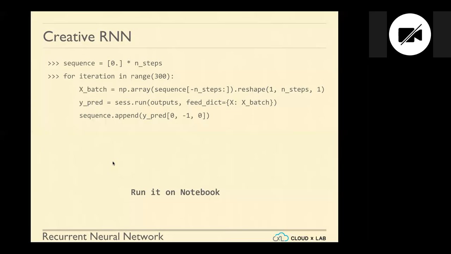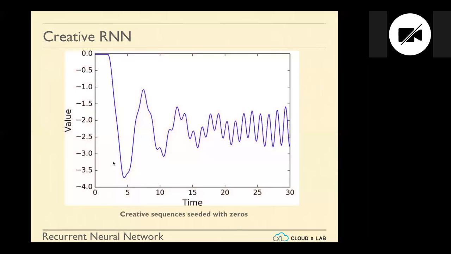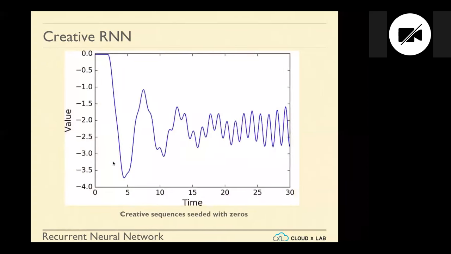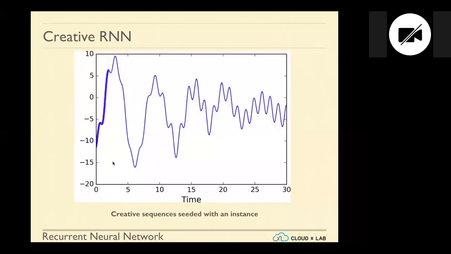Great. Moving ahead. So the creative RNN would create this kind of pattern. This one is without seeding, without putting any seed sequence. This one is where we just feed zeros as the seed sequence. This is that outcome. This one is the outcome when we put the actual instance there. But after a while, it also becomes kind of plain.